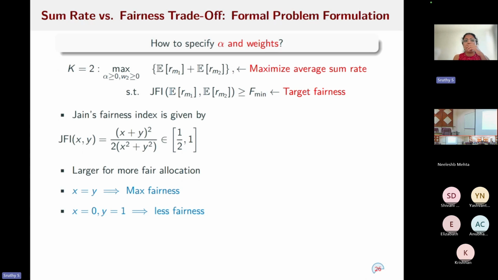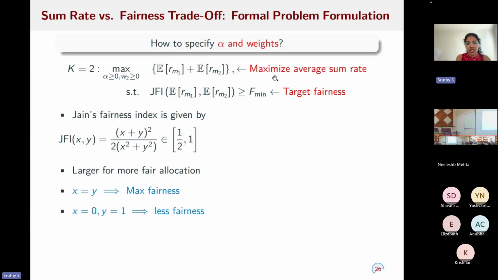So till now we have discussed everything for a given alpha and weights, right? But who is going to give these parameters? For that, let's consider the system operator's point of view. The system operator always tries to maximize his or her revenue, right? And he tries to maximize the sum rate or the throughput of the system for that. But at the same time, he wants to make sure of a decent fairness level among his or her customers. So similarly, we are formulating a problem for sum rate versus fairness trade-off for NOMA with two users as follows.